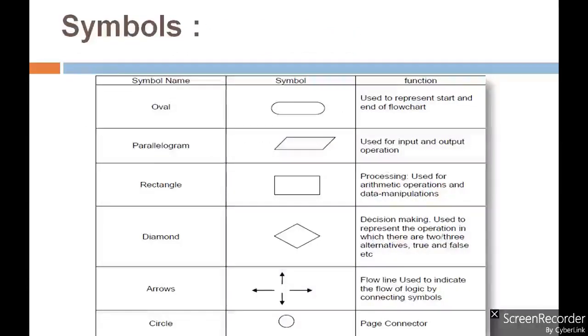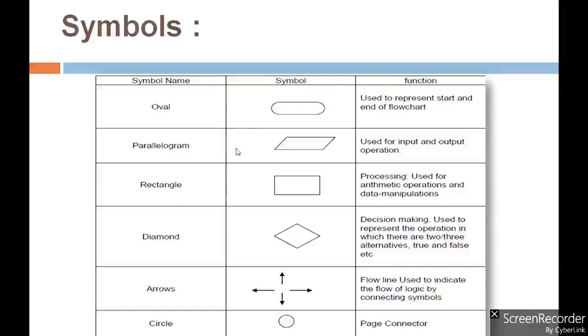Now let's see the different symbols used in making a flowchart. Here we have in the first column the name of the symbol, in the second column the symbol itself, and in the third column the functionality of the particular symbol. So let's see, the first symbol is the oval shape, and it is used to represent the start and stop or end of the flowchart. Starting and ending points should be represented with this oval shaped symbol.